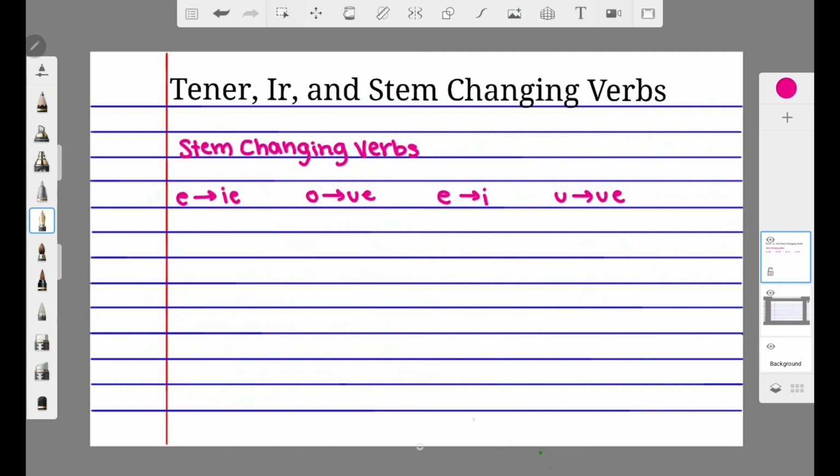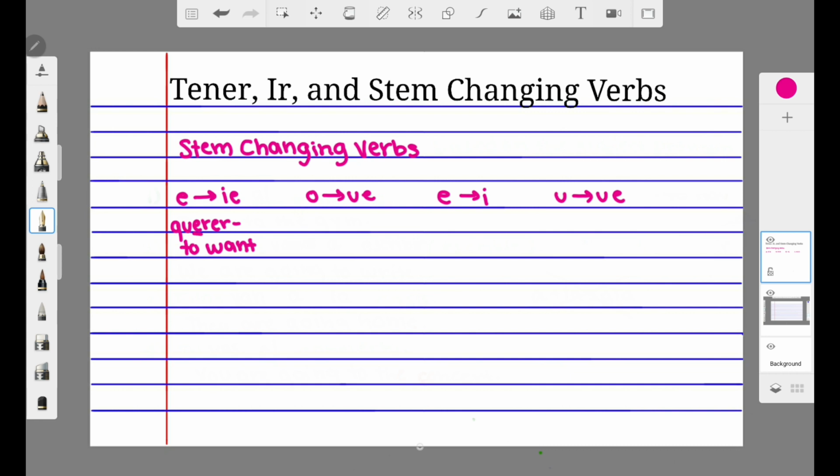Now in Spanish, we also have some stem changing verbs, and these are also called boot verbs. There's 4 main types that we're going to be going over: E to IE, O to UE, E to I, and U to UE. Let's do a common verb for E to IE. Querer is to want.